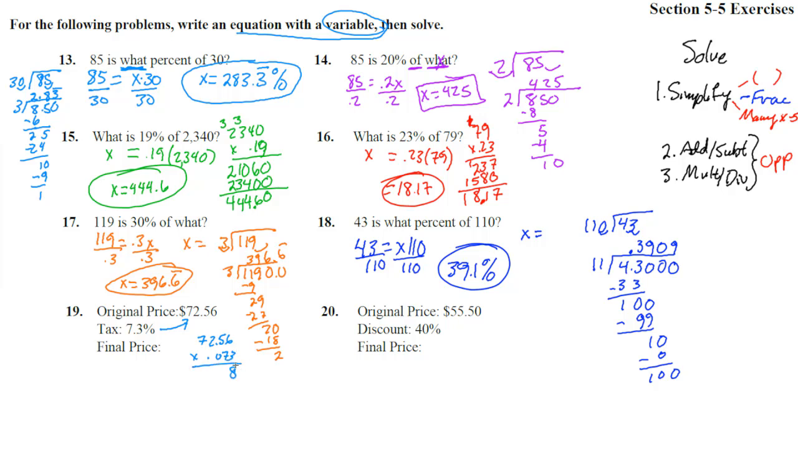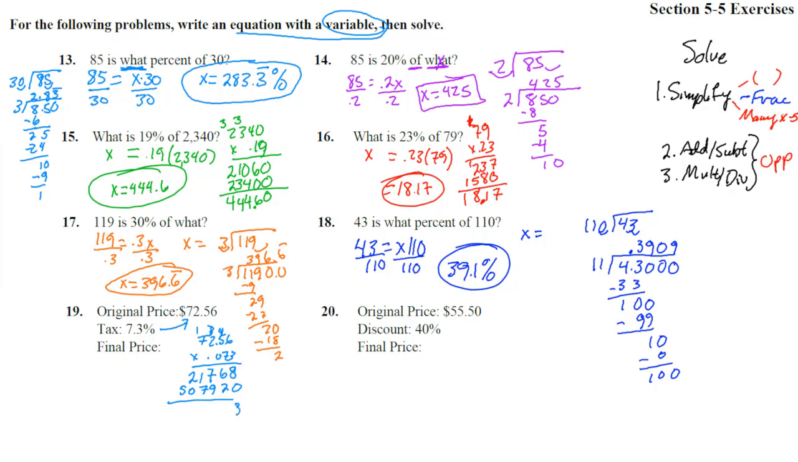3 times 6 is 18, carry the 1. 3 times 5 is 15, plus 1 is 16, carry the 1. 3 times 2 is 6, plus 1 is 7. 3 times 7 is 21. Put a 0 down for that next row. 7 times 6 is 42, carry that 4. 7 times 5 is 35, plus 4 is 39, carry the 3. 7 times 2 is 14, plus 3 is 17, carry the 1. 7 times 7 is 49, plus 1 is 50.